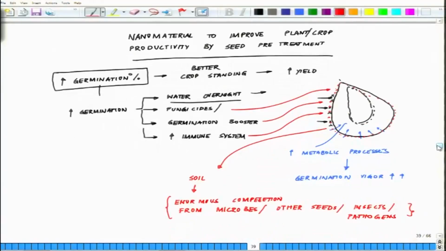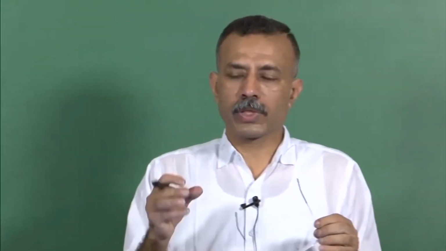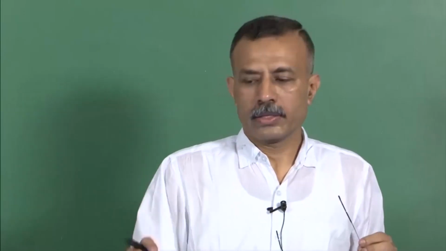Okay? So, now keeping this in mind, one of the easiest approaches of applying nanomaterial could be as a seed pretreatment agent. Once you are applying it to the seed, whatever you are trying to do has to be overnight stuff, ensuring that these seed pretreatment agents are doing something after coming in contact in that milieu.